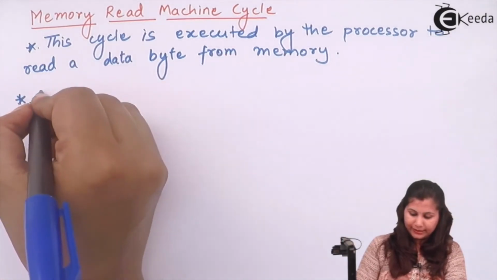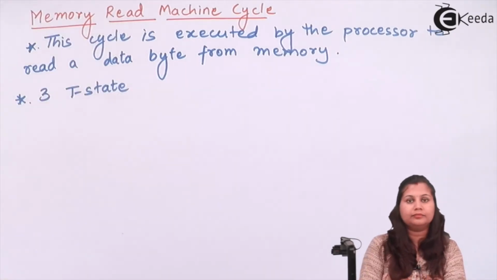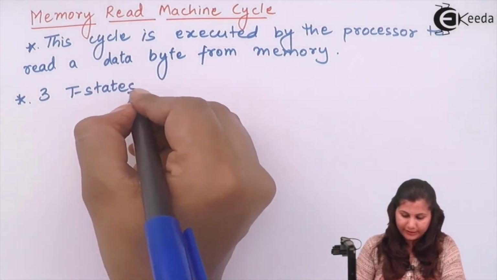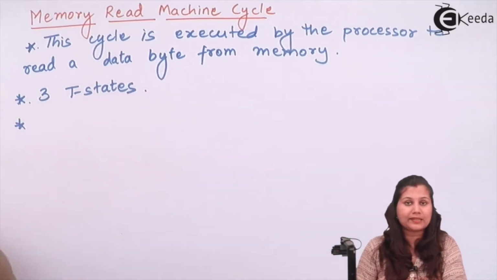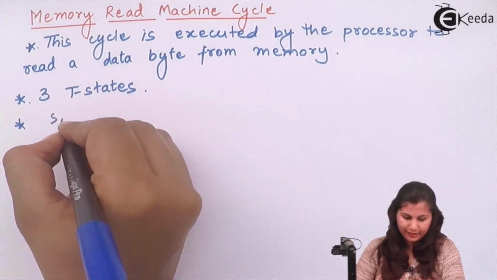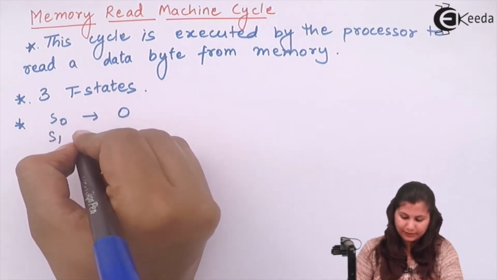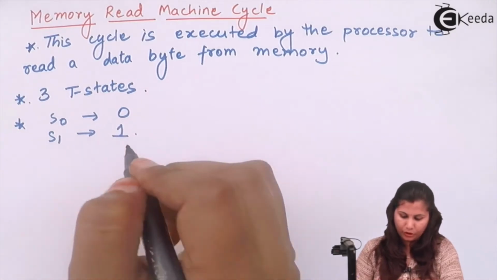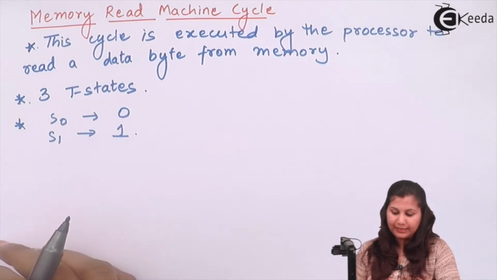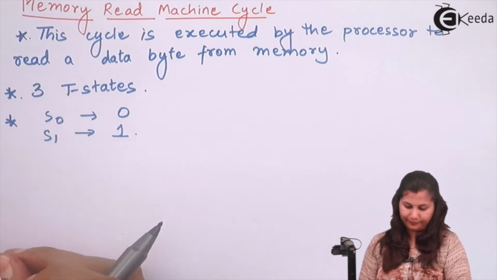Now, this cycle has 3 T states, unlike the opcode fetch, which had 4 T states. Here we have 3 T states. And the signals S1 and S0 were 1 during the opcode fetch machine cycle. Here S0 is set to 0, and S1 is 1. So these are the values of the status signals. Let's see the timing diagram of the memory read machine cycle.